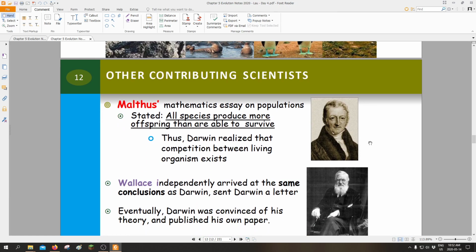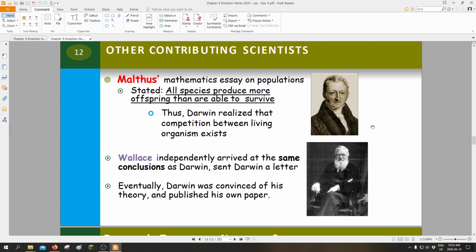All right. Now, besides Darwin, there are also a few different people who contributed to his theory of evolution by natural selection. First helper was named Malthus. He had a mathematics essay on populations which said all species produce more offspring than are able to survive. That means not everybody survives in a particular population of a species. So Darwin realized that there had to be competition if more offspring were produced than were able to survive.